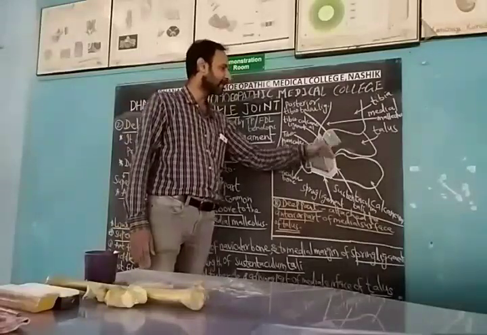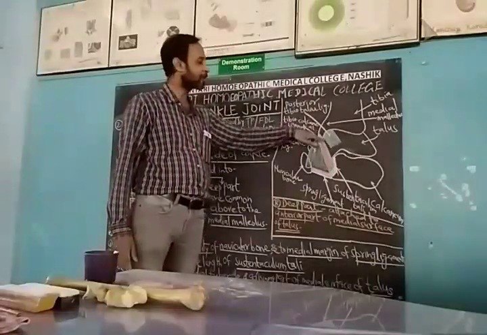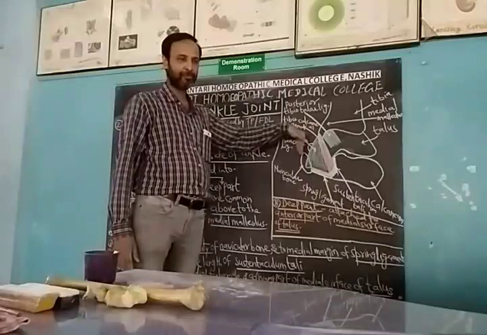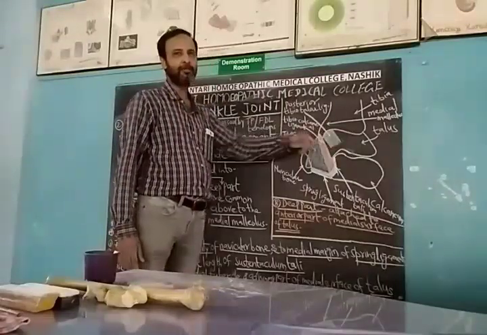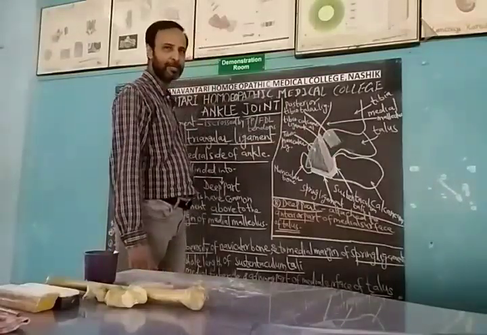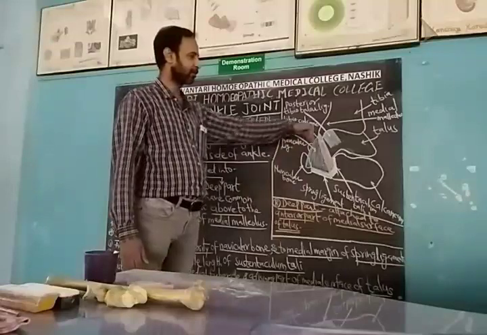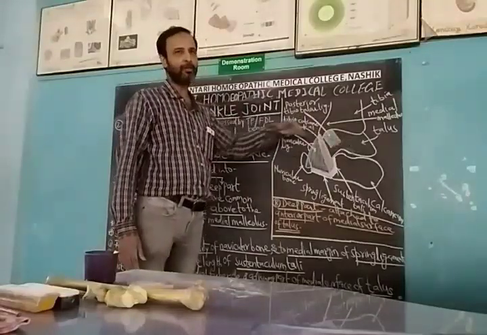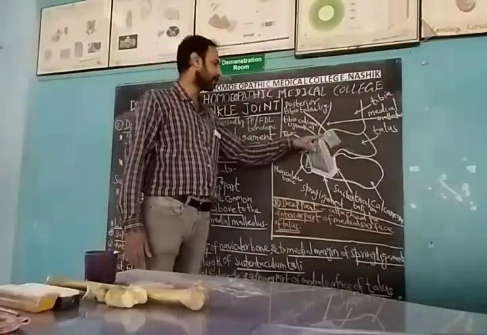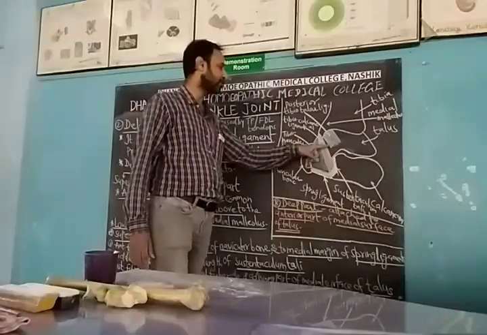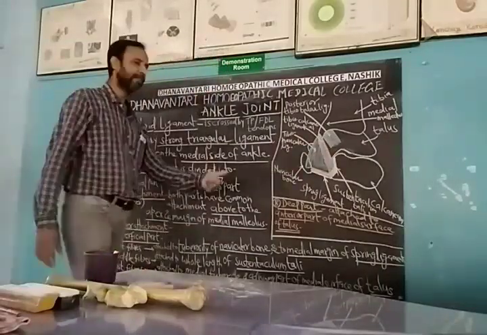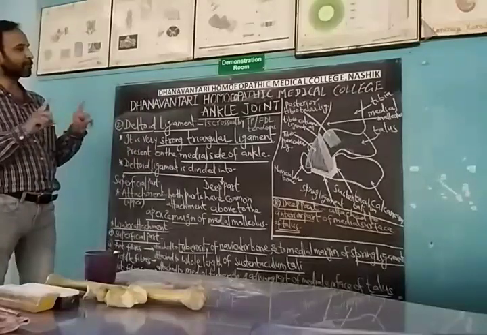On this medial surface, the anterior aspect is taken by the deep fibers, and the posterior aspect by the posterior fibers of the superficial part. Okay, so this is all about the superficial and the deep part. This is how you have to describe it.